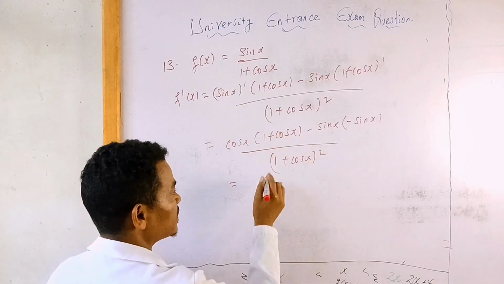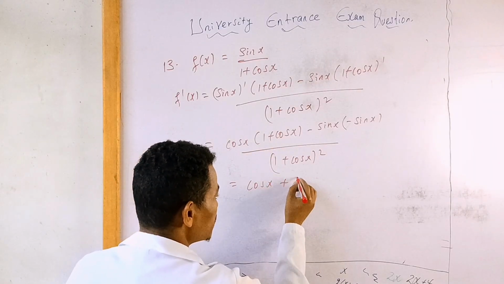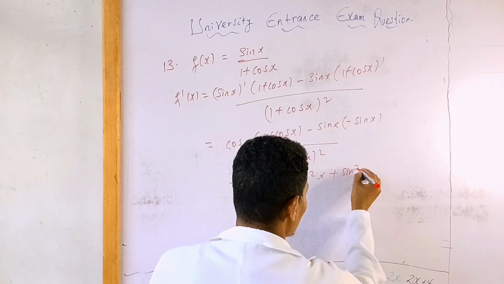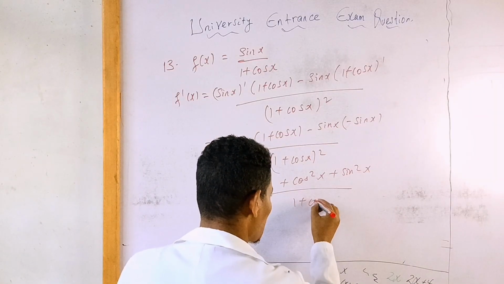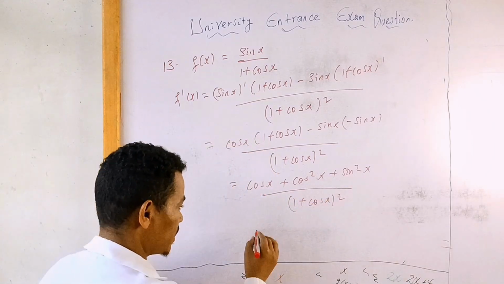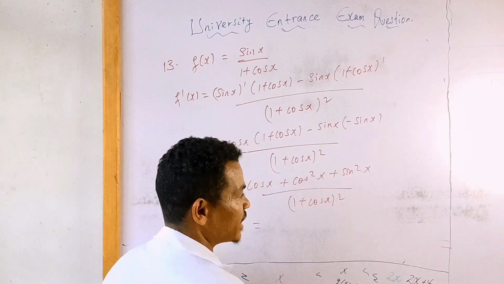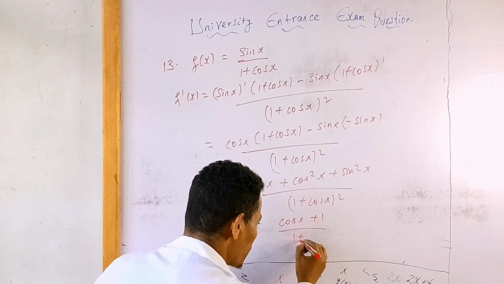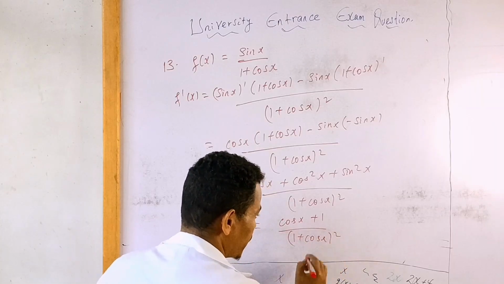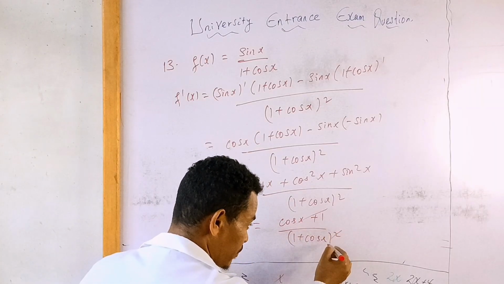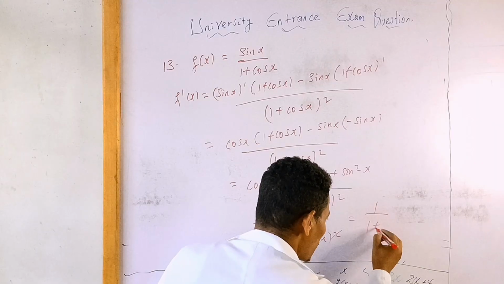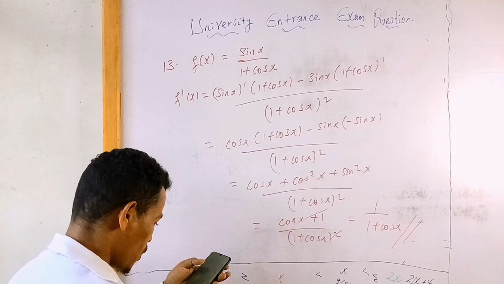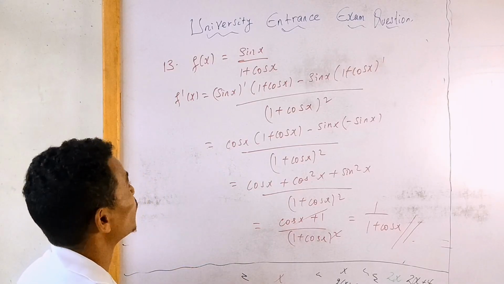This is the same as cos x plus cos square x plus sin square x over 1 plus cos x the whole square. Cos square x plus sin square x is 1 by the trigonometric identity, so we get cos x plus 1 over 1 plus cos x the whole square. Then cos x plus 1 cancels, and the final answer is 1 over 1 plus cos x, which is B.